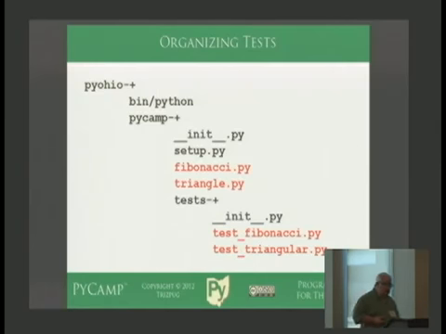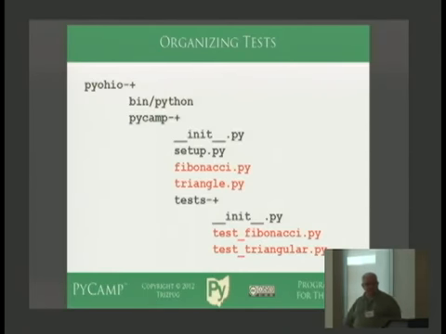We don't have too much time left. Let's look at how we can organize some tests. We're going to make a test package for a new package that we're going to create called PyCamp. Okay, so I'm in my PyOhio virtual environment, and I know I'm there because I have a bin/python in there. And I have a PyCamp directory that I know is a Python package because the very first thing in the directory is an __init__.py module. That makes it a package.